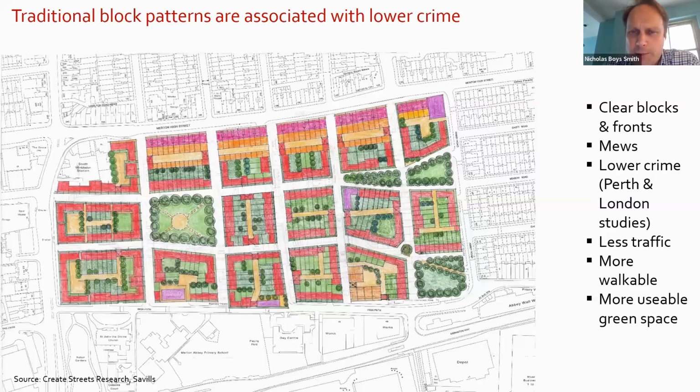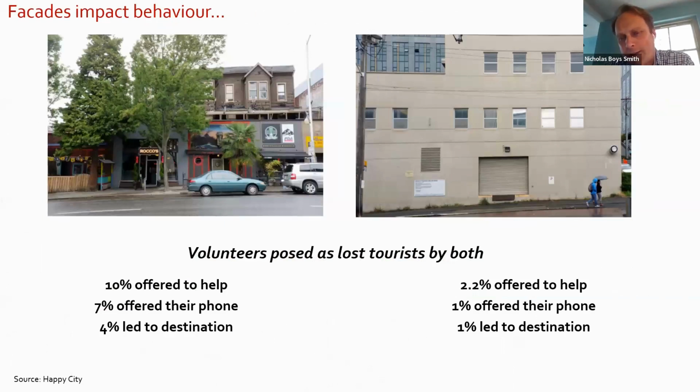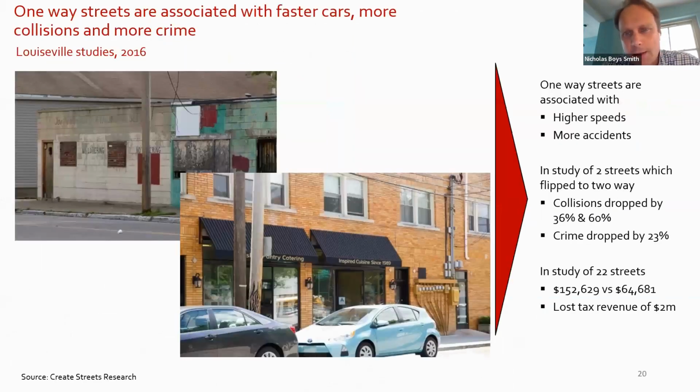I won't go through this, but there are clear patterns, and perhaps a first takeaway, which we won't go into in more detail today, is that there are patterns in terms of block patterns when you've got clear backs and fronts associated with lower crime, the presence of street trees associated with cleaner air, more walking, more neighbourliness, and facades which are more variegated, with coherent complexity, such as the one on the left versus the one on the right, associated with people actually behaving in a more pro-social way, being more spontaneously ready to help passers-by. One-way streets, for example, are associated not just with faster speeds, but with more accidents, lower values, and less tax returns for the public sector.